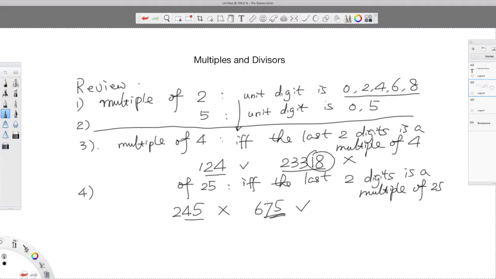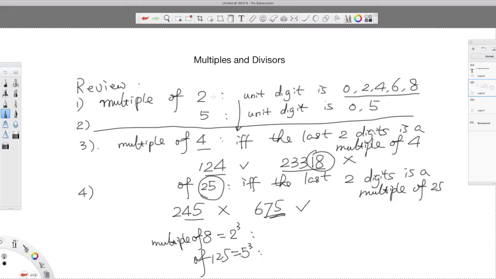Okay? And from this, you can actually guess what makes a number a multiple of 8, and a multiple of 125. Careful students probably already observed that 4 is 2 to the power 2, 25 is 5 to the power 2, and 8 is 2 to the power 3, and 125 is 5 to the power 3.